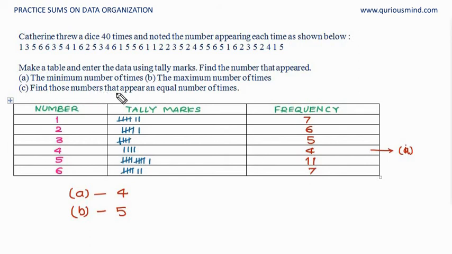Find those numbers that appear an equal number of times. So equal. 7, 7. So which means 1 and 6 are appearing an equal number of times. 1 and 6. Is there any other? 7, 7, 6, 5, 4, 11. No, only 1 and 6 appearing 7 times, an equal number of times.